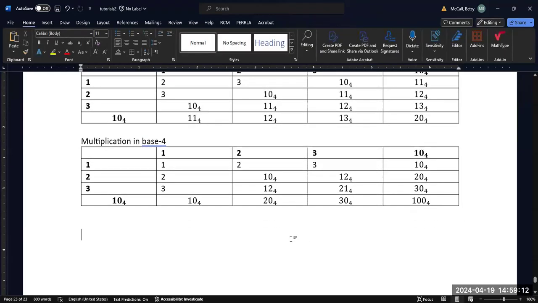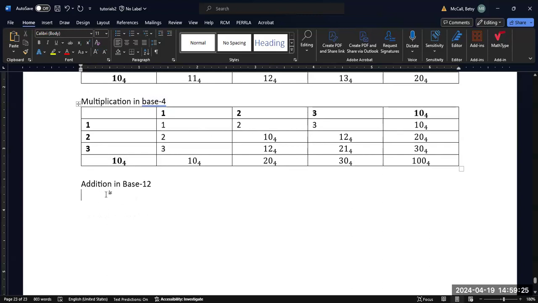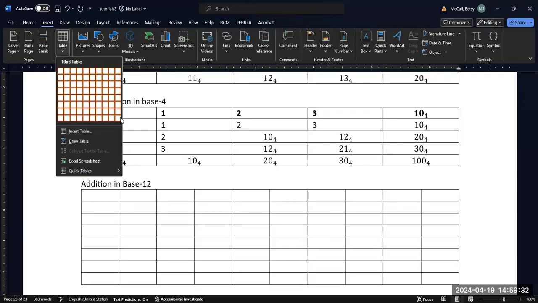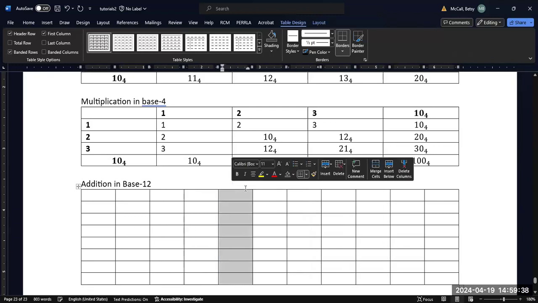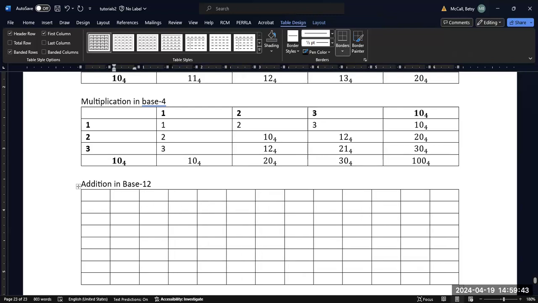All right, so let's try this again, but for addition in base 12. Now for base 12, we're going to need a table with 13 columns and 13 rows in order to account for everything. And I can only go to 10. So I'm going to add a couple more. So 10, 11, 12, 13. I think that'll account for everything. 1, 2, 3, 4, 5, 6, 7, 8, 9.